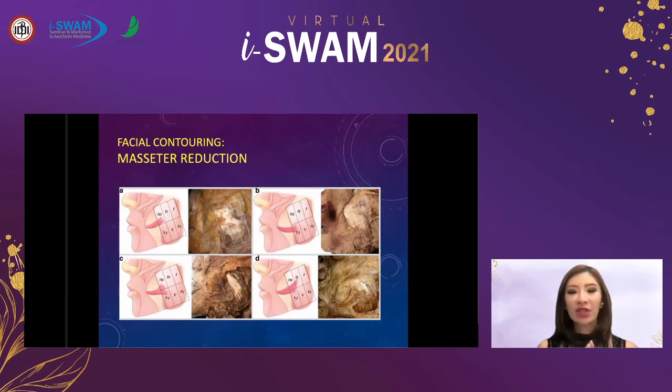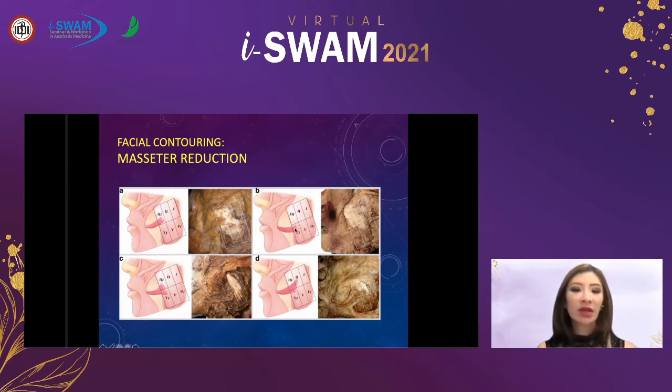So why do we have to inject a little bit lower than the previous recommendation? Because it is known that this is the risorius muscle. If we inject too high, so this is the most common pattern in Asian patients, where the risorius muscle is located a little bit higher. So we are trying to inject lower because there are some patients with a lower risorius muscle.